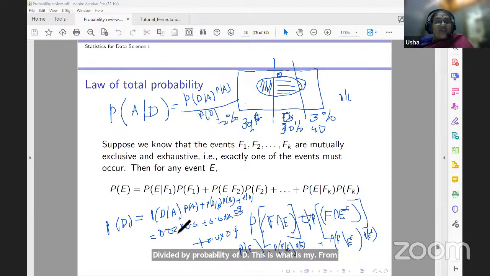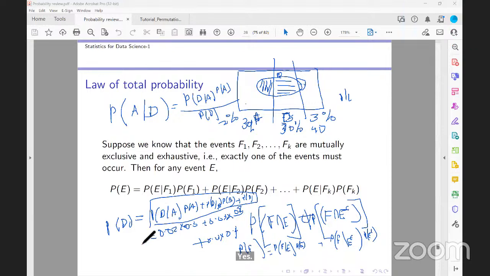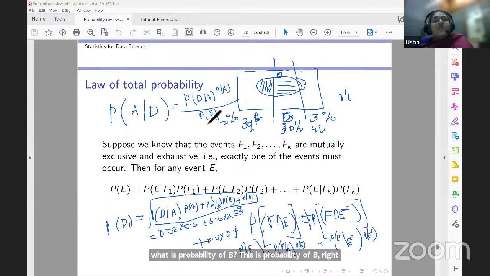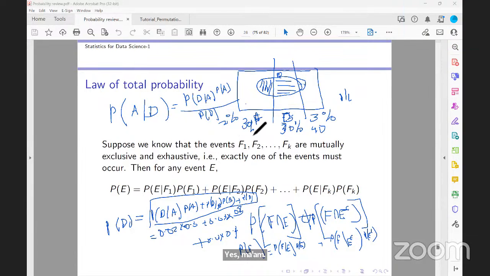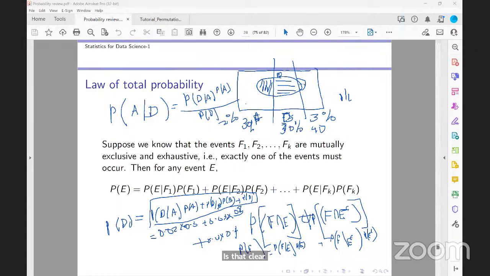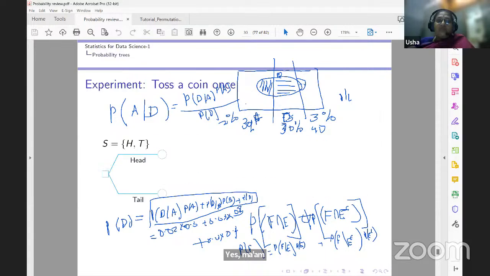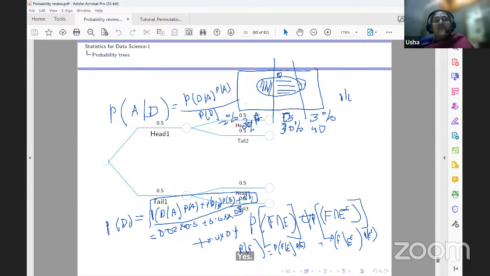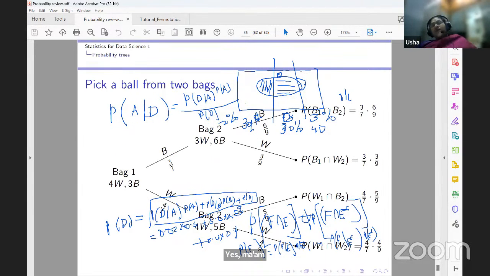But what is the probability of D? This is the probability of D, right? Agreed? Yes, I can apply Bayes theorem. What is the probability of D given A? 0.02, into 0.3, divided by the probability of defective. That is what Bayes theorem uses. Is that clear? Knowing the law of total probability, I get Bayes theorem. Is this clear?